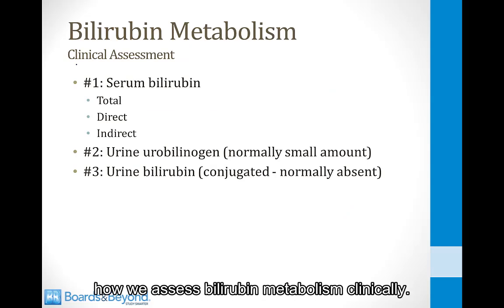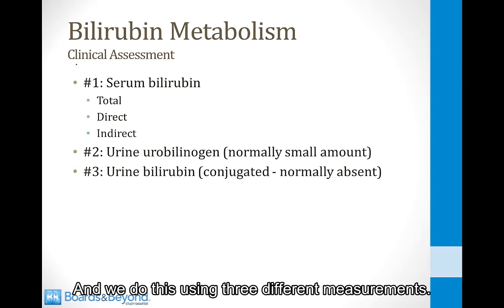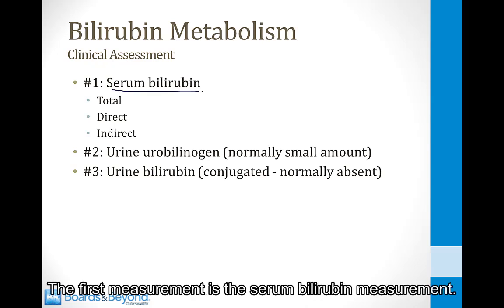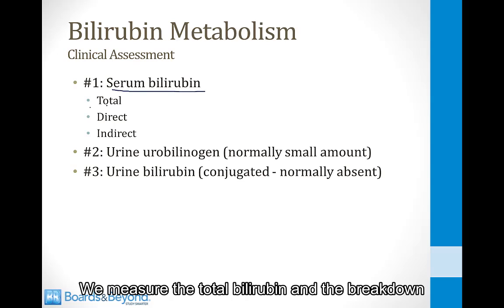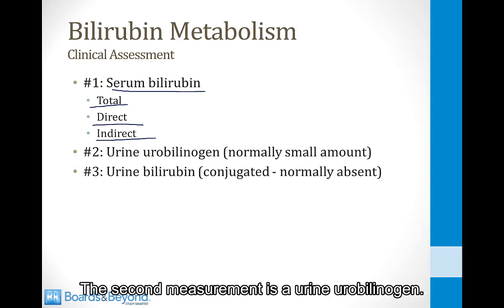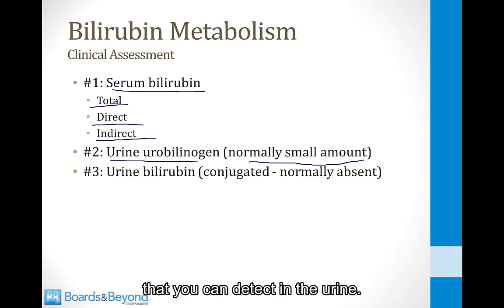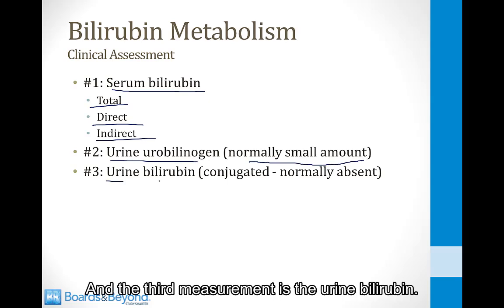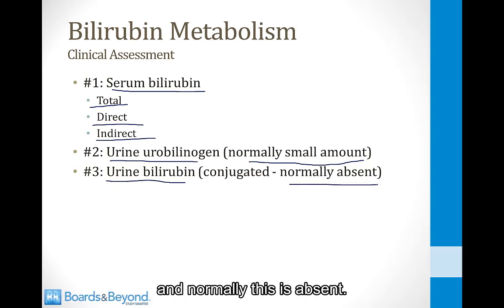Now let's talk about how we assess bilirubin metabolism clinically, and we do this using 3 different measurements. The first measurement is the serum bilirubin measurement. We measure the total bilirubin and the breakdown into direct and indirect bilirubin levels. The second measurement is the urine urobilinogen. Normally there is a small amount that you can detect in the urine. And the third measurement is the urine bilirubin. We can measure the conjugated urine bilirubin, and normally this is absent.